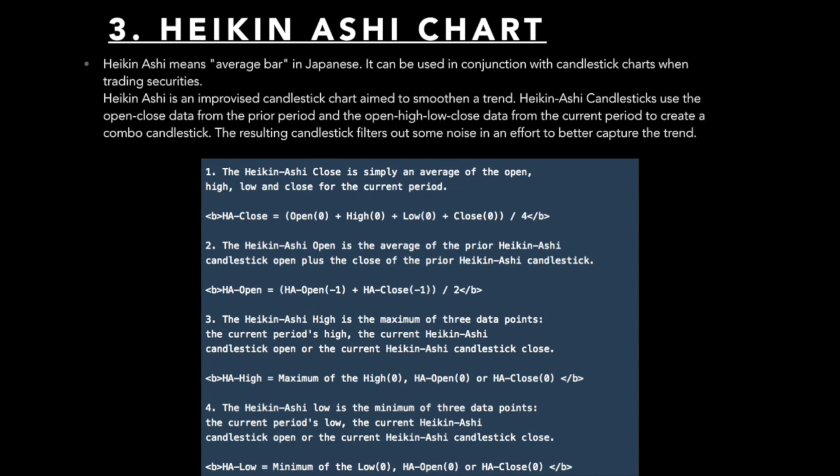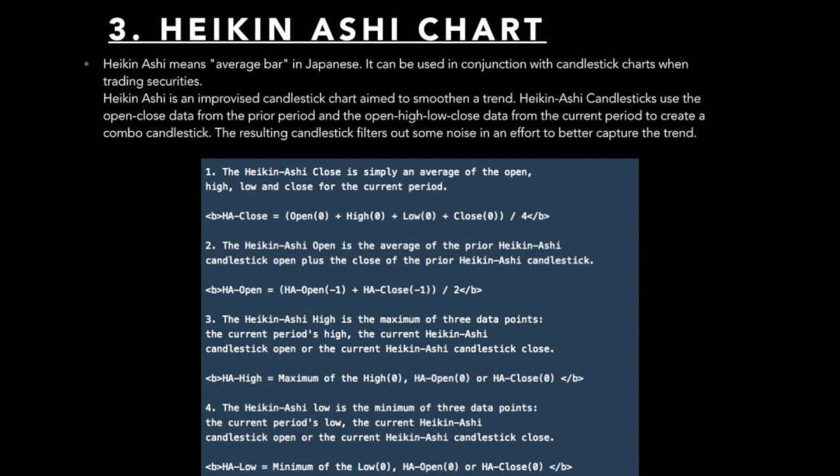Heikin-Ashi candlesticks use the open and close data from the prior period and the OHLC close data from the current period to create a combo candlestick. So what do we mean by this? We'll explain in detail in just a while. Now, how is the Heikin-Ashi chart calculated? Heikin-Ashi close is simply an average of the open, high, low, close of the current period.